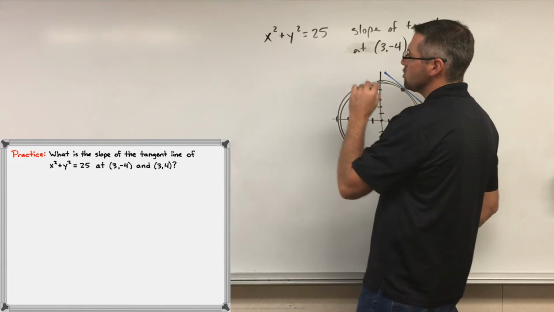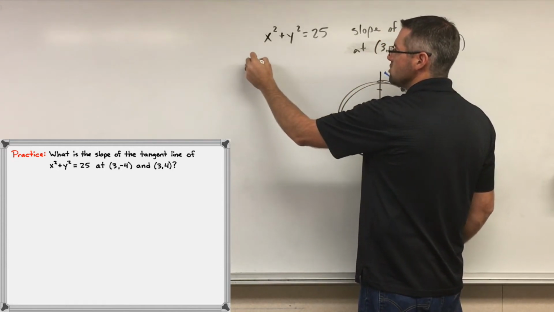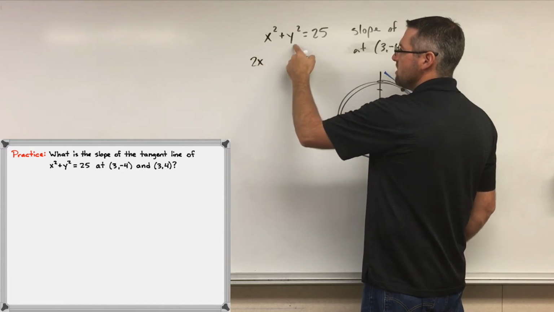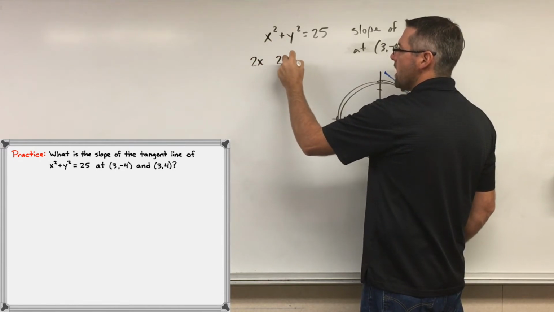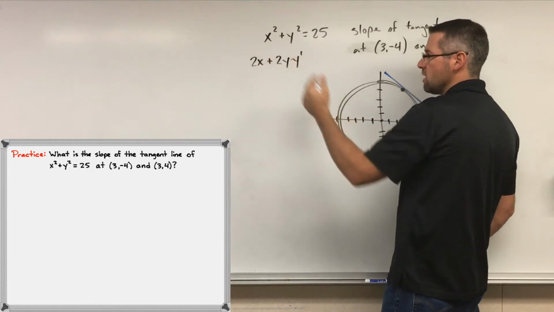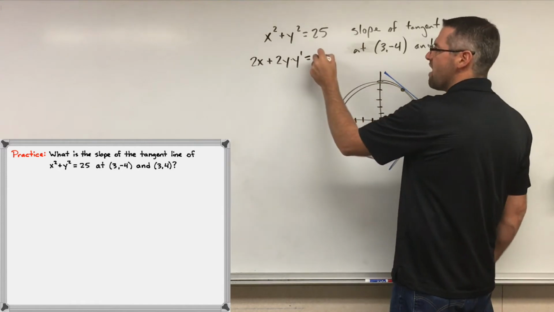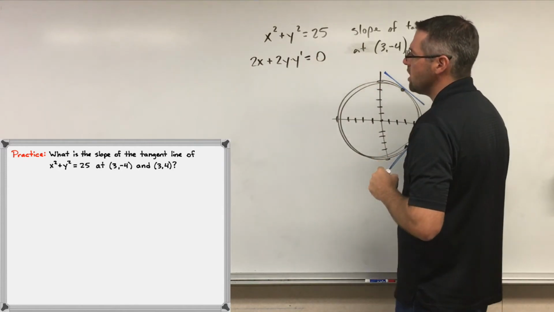Well, remember we're taking the derivative with respect to x. So the derivative of x squared is 2x. The derivative of y squared is 2y times y prime. And we put a plus sign there, the sum rule. Same things apply. Now what's the derivative of 25? The derivative of 25 is 0 because it's a constant.